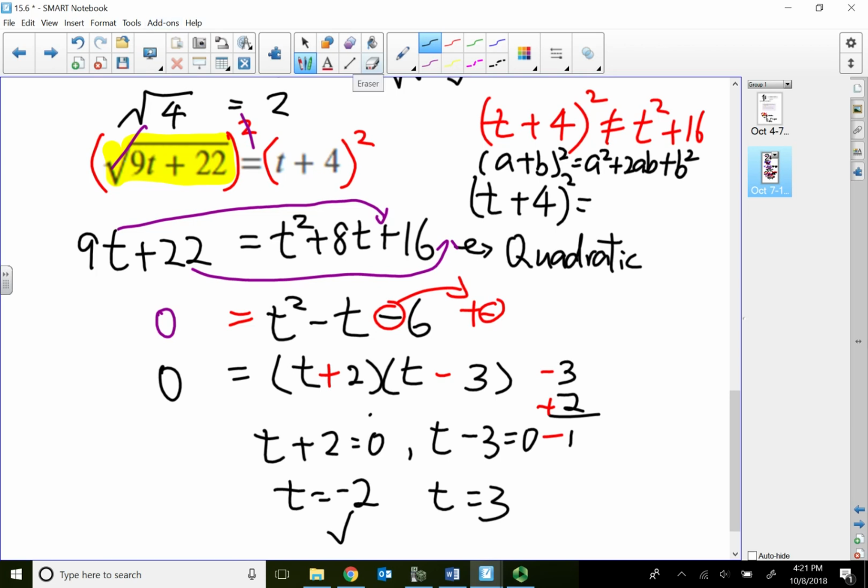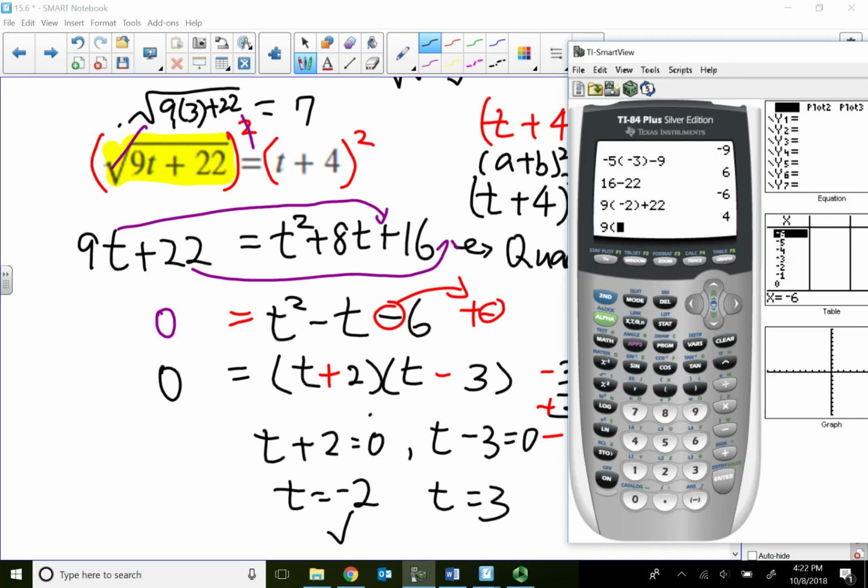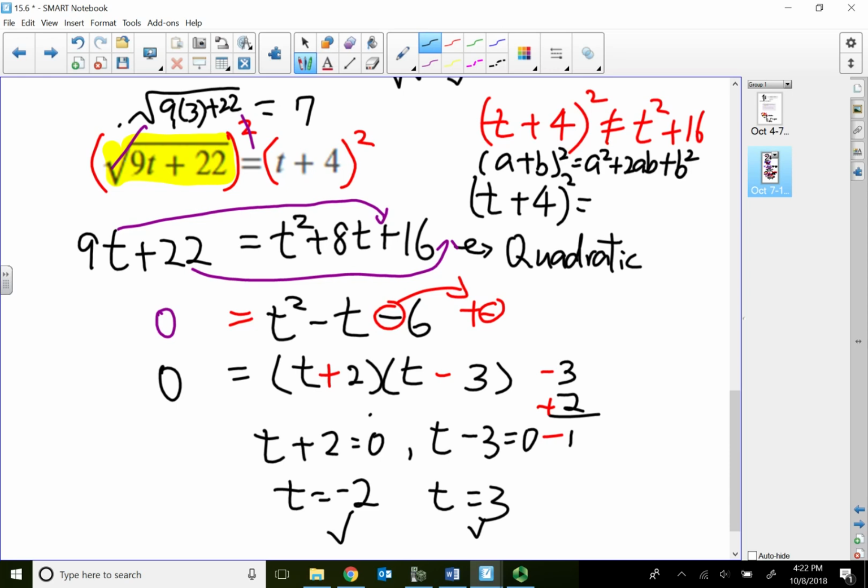Let's check with 3. If I plug in positive 3 for the t, 3 plus 4 is 7. The other side is going to be the square root of 9 times 3 plus 22. So 9 times 3 plus 22 is 49. So this is going to be the square root of 49, which is 7. So both my answers are legit.